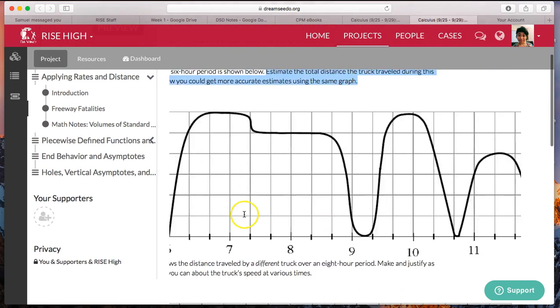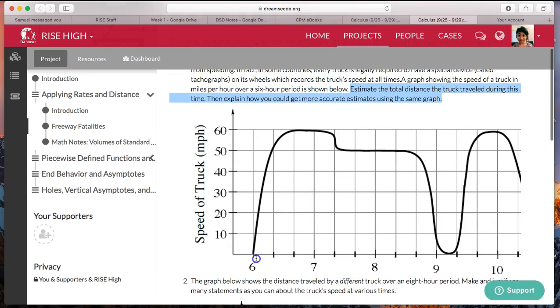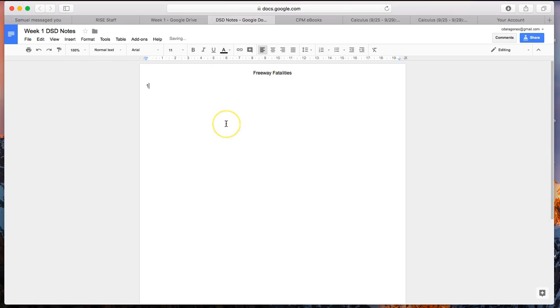So let's look at just the first hour, from 6 to 7 hours. So in 1 hour, it traveled 60 miles per hour for about an hour. So it was at 0 miles per hour, and then it sped up, right? Sped up and traveled at about 60 miles per hour before slowing down. So number 1, the truck traveled about 60 miles per hour for 1 hour, so it traveled about 60 miles.